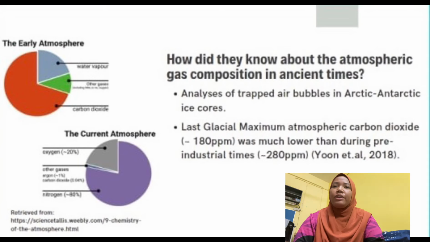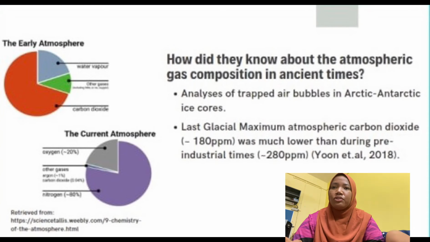Okay, next, how did they know about the atmospheric gas composition in ancient times? The atmospheric carbon dioxide during the last glacial maximum was revealed by the analysis of trapped air bubbles in Antarctic ice cores. They were able to measure how much carbon dioxide and other gases were in the atmosphere when the ice formed. During the last glacial maximum, which was about 20,000 years ago, there were approximately 180 parts per million of atmospheric carbon dioxide, while during pre-industrial times, approximately 280 parts per million of carbon dioxide were present.